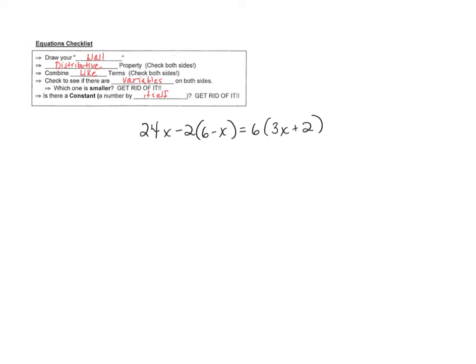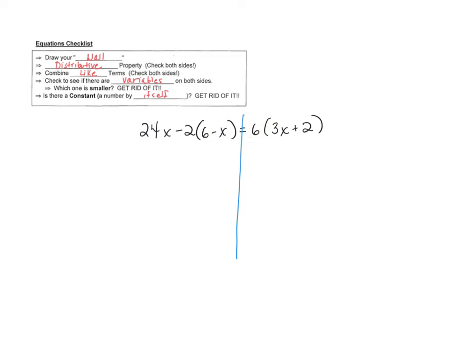So let's get started. So the first thing I need to do, of course, is draw my wall, and I'm going to look for the distributive property. And yes, I've got the distributive property that can happen actually on both sides. So I'm going to do one side at a time. I have this negative 2 that I'm going to multiply on the left, and I have my 6 that I'm going to multiply across on the right.